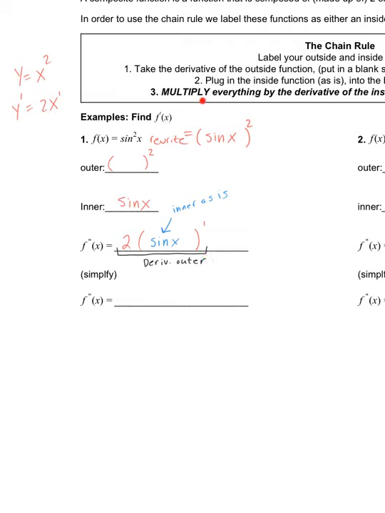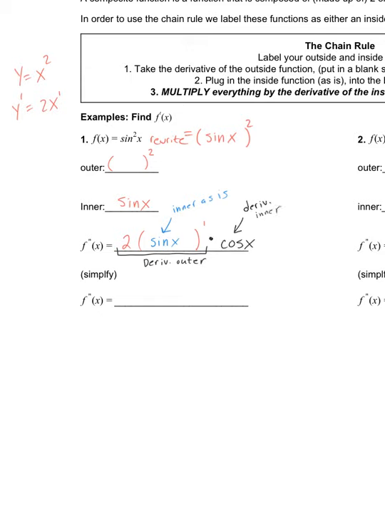And now the third step, it is always multiplying. You multiply that whole thing by the derivative of the inside function. So we just learned, what is the derivative of the sine of x? Well, we know the derivative of the sine of x is the cosine of x. So we multiply everything by the cosine of x. That is our derivative of the inner function, if you want to label all 3 parts.